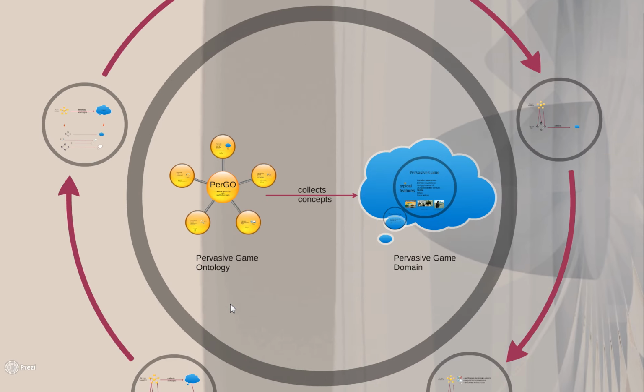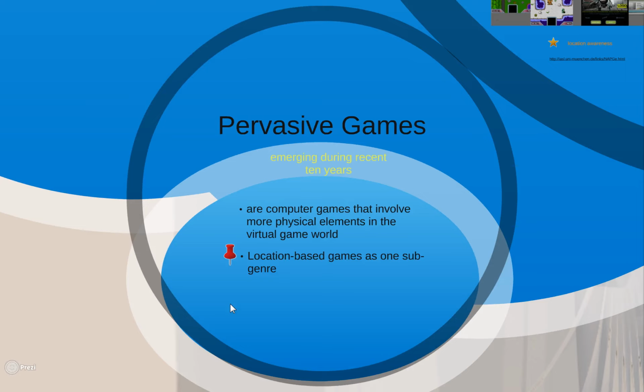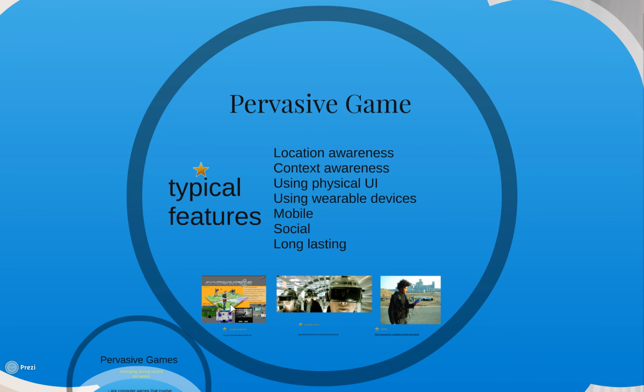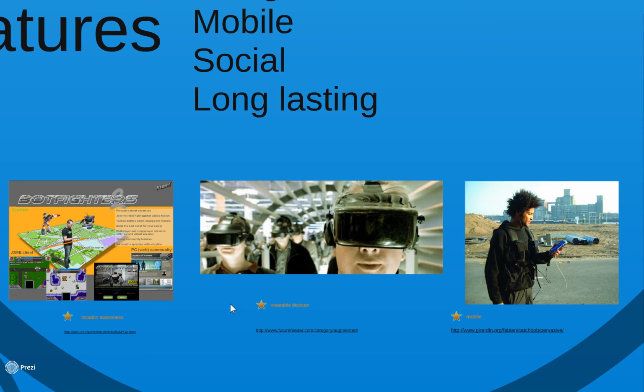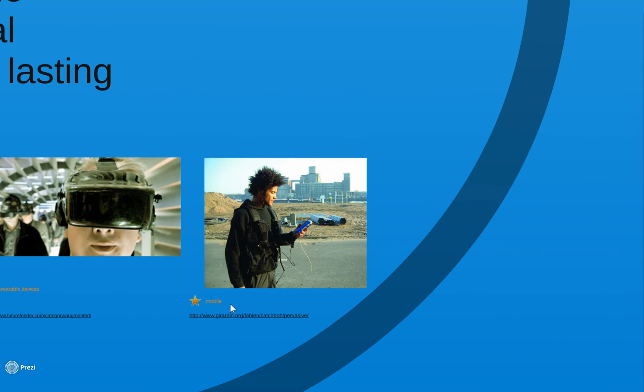Before we further introduce PerGO, we quickly have a look at what pervasive games are. Simply speaking, pervasive games are computer games that involve more physical elements in the virtual game world. They have been emerging during the recent 10 years. Typical features of pervasive games are location awareness, context awareness, using variable devices or physical user interfaces, mobile and long-lasting.